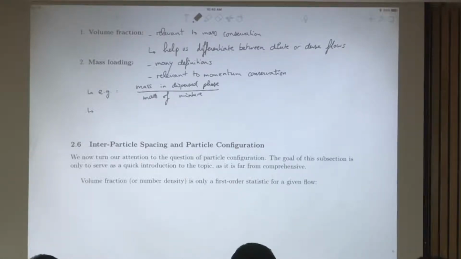People look also at more direct mass ratio, and we'll make use of that as well. So if I just look, let's call it C, just the ratio between the mass of particle to the mass of fluid. So that's going to give me, I can write this as rho_d times alpha_d over rho of the carrier times alpha_carrier.